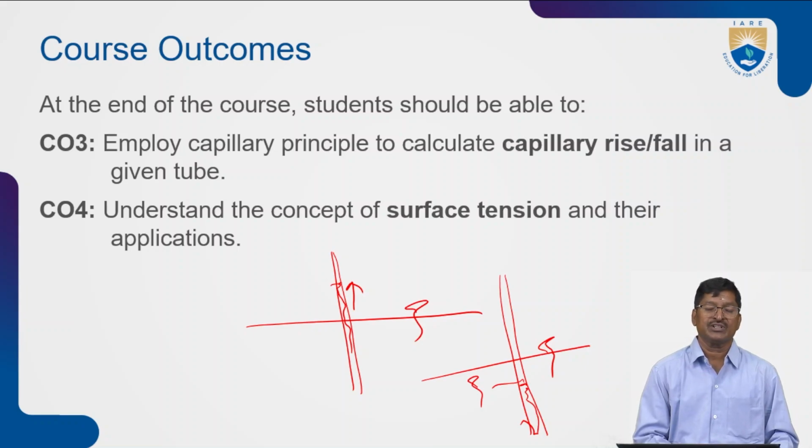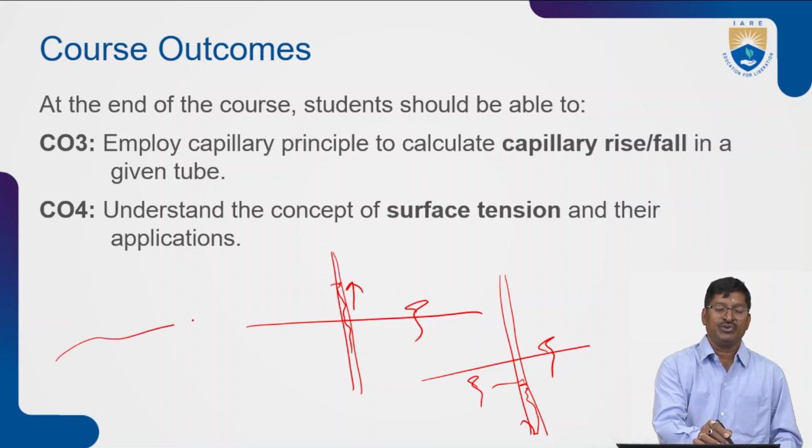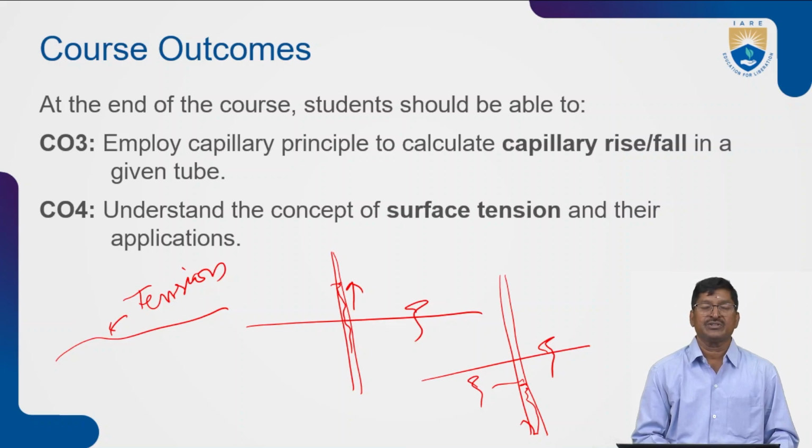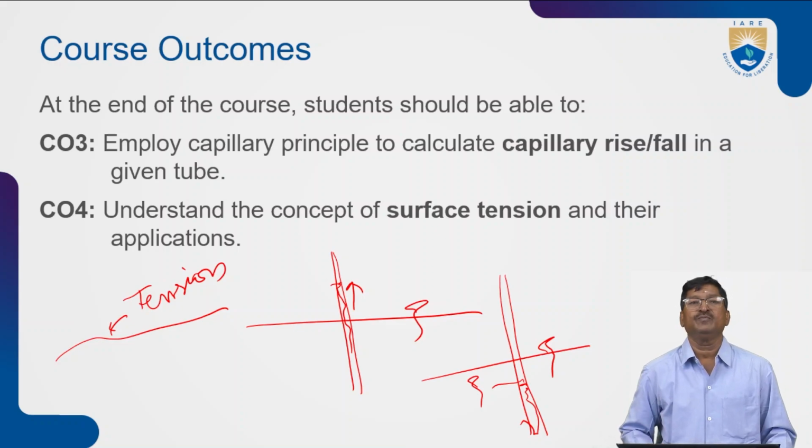Course outcome 4 is surface tension. On any fluid, the surface maintains a tension. That is why it is called surface tension, and its applications will come in course outcome 4.